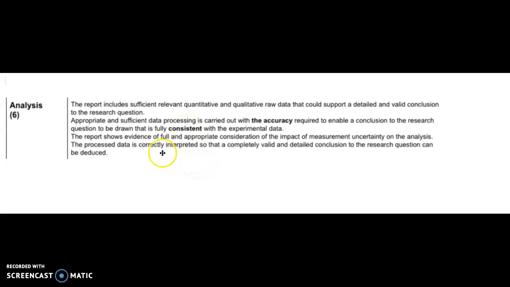The second part of the analysis, which is to provide full and appropriate consideration to the impact of measurement uncertainty and a detailed conclusion, etc. These two bits we will talk about in a different video, and we will talk about it as part of your summer homework. Okay, so what you have to do and provide is sufficient quantitative and qualitative raw data, and then process that data to give you a nice graph, basically.